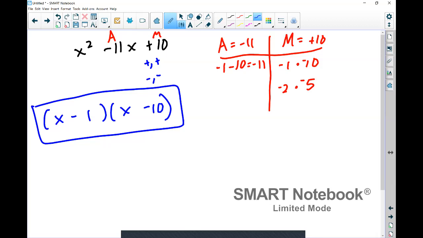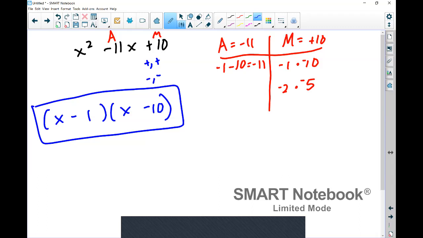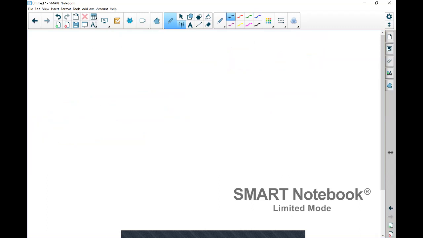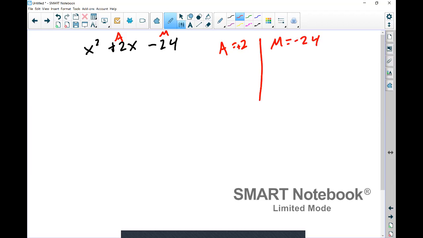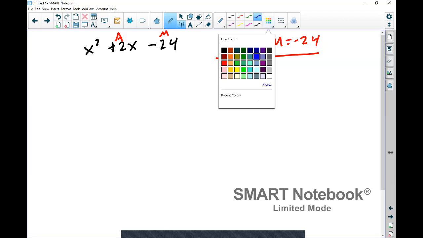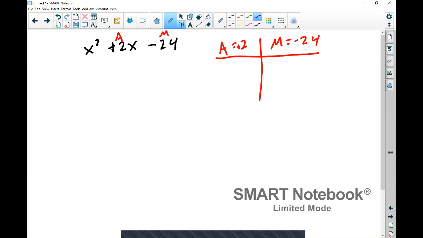All right, we're going to move on to the next one, which will be x squared plus 2x, this time minus 24. So now our multiplication term is negative. We need numbers that add to 2 and multiply to negative 24. The 2 is positive. So how do we multiply to a negative? Well, one must be positive, one must be negative.